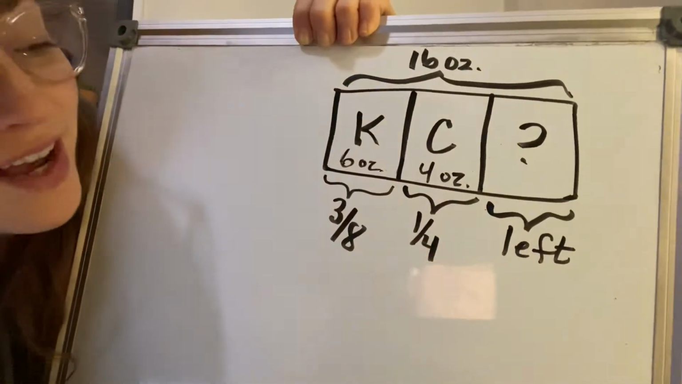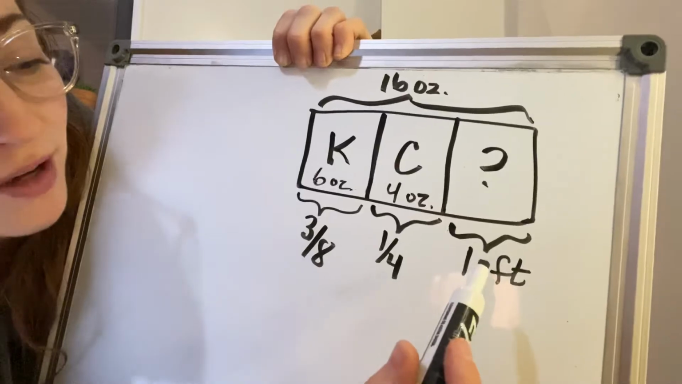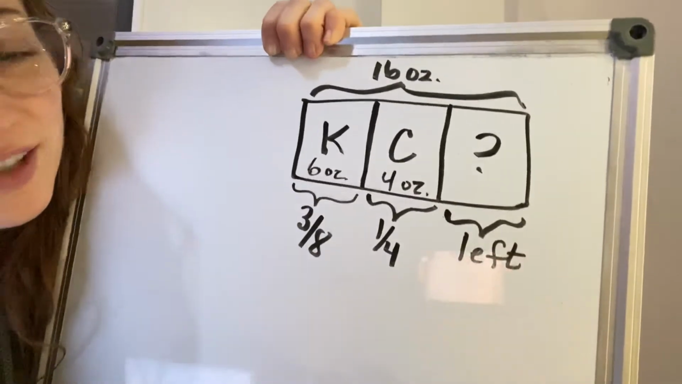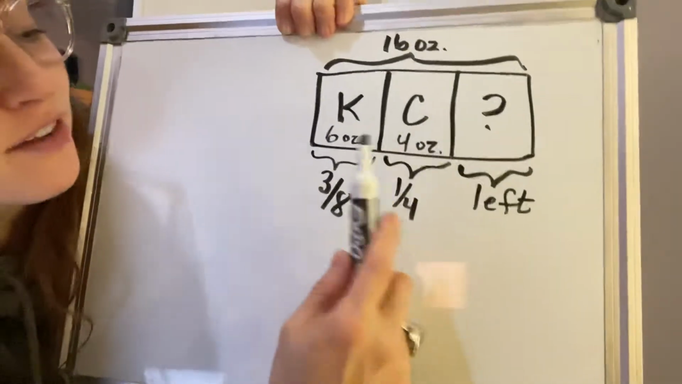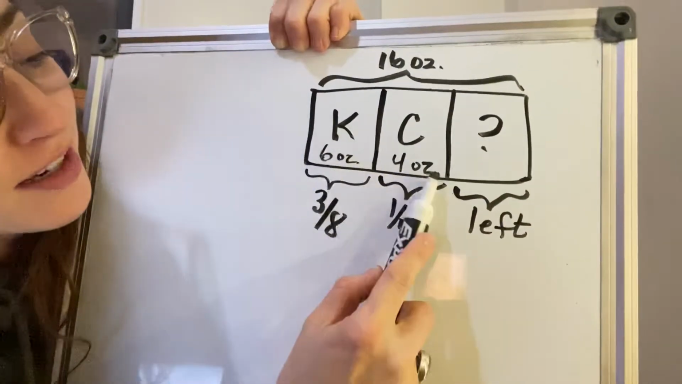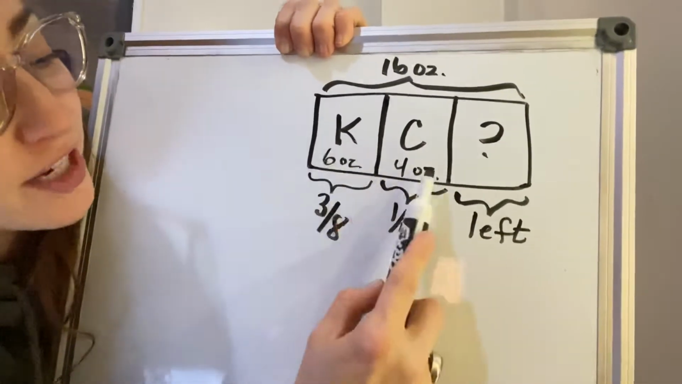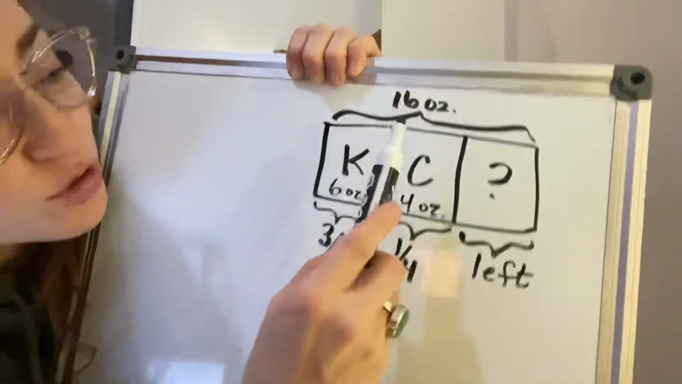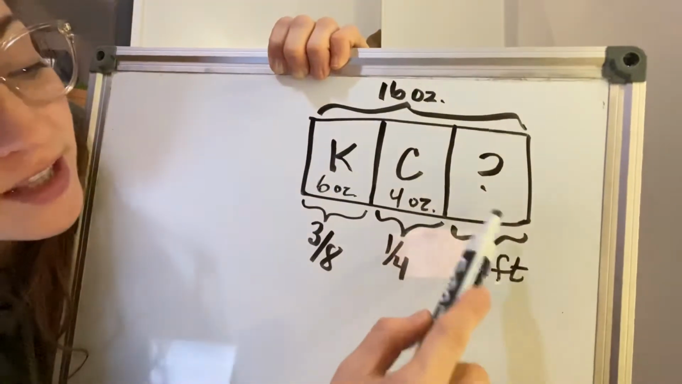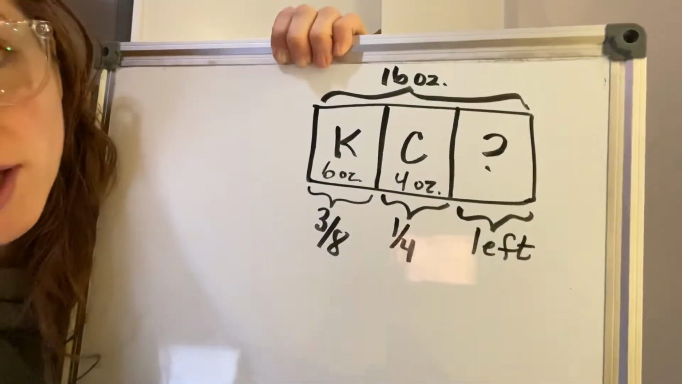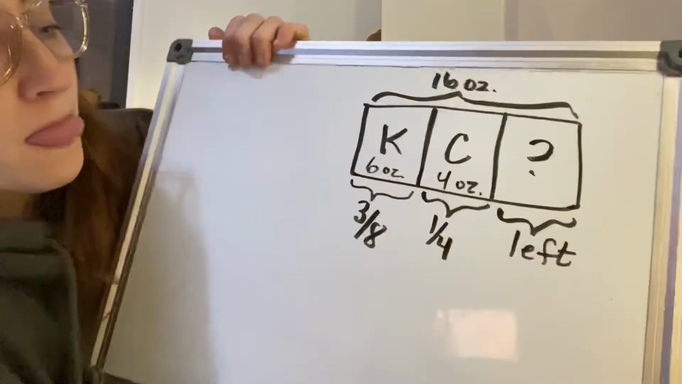Okay, so what do we do next just to find that amount left? Yes, we have to combine, add what we have for Kim and Courtney, and then subtract it from our whole to find the amount for the leftover. Very good.